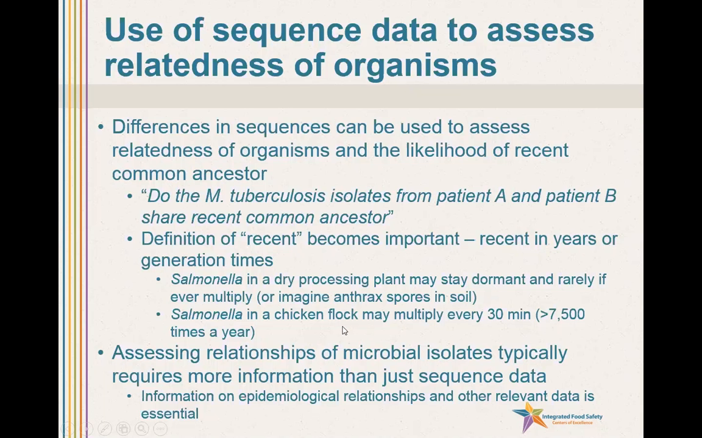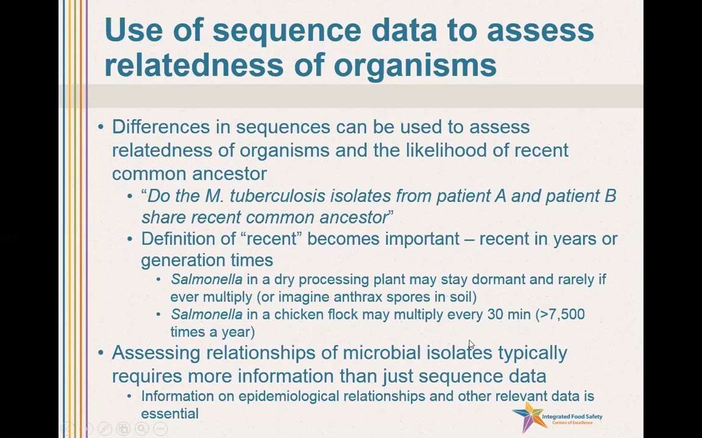On the other hand, if I have the same salmonella in a chicken flock, where I have active infection, it could theoretically multiply every 30 minutes and multiply 7,500 times a year. So depending on the environment, the amount of genetic change that is expected over a year can differ considerably. The only way to get that information is if we have epidemiological and source data that we can look at and take into account when we interpret some of the whole genome sequence data.